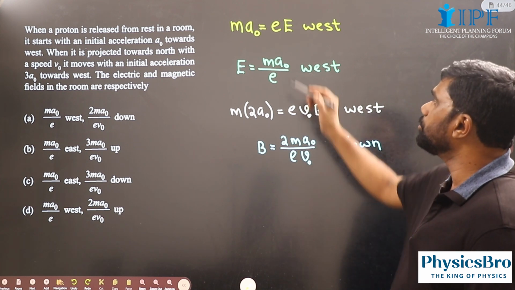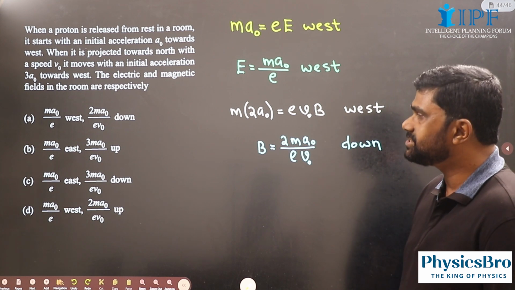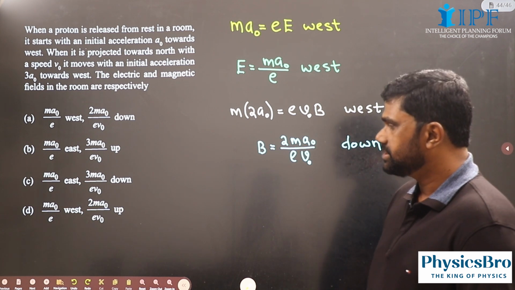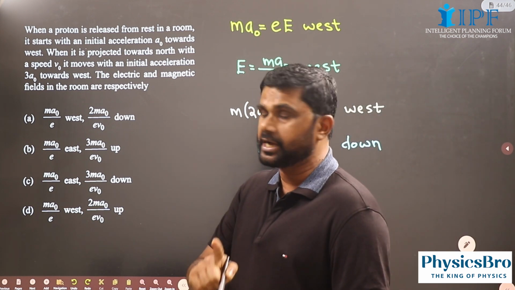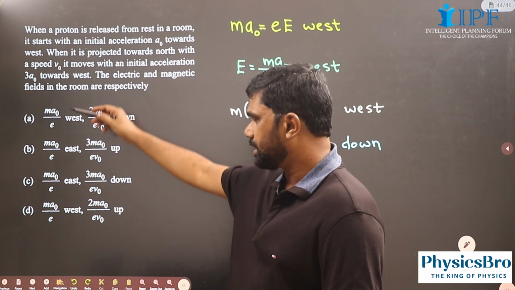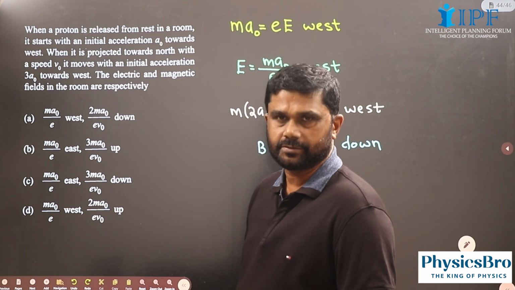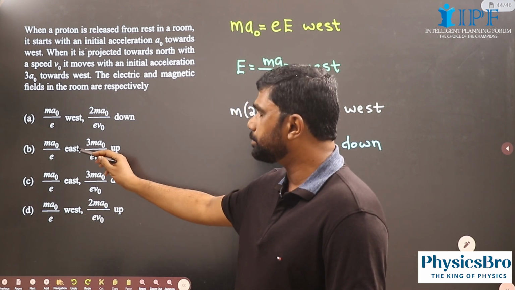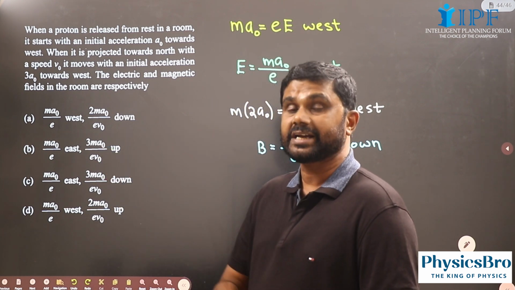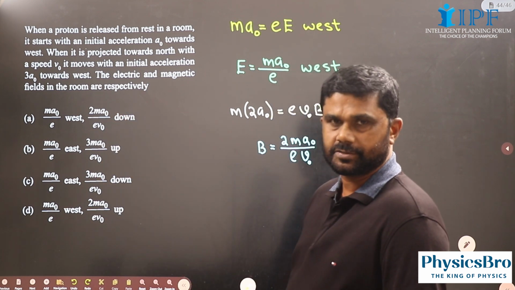And it is equal to MA0 by E due west. We have only two options in which this first electric field intensity is correct: MA0 by E west. So we can rule out options B and C. The correct option will be either A or D, right?